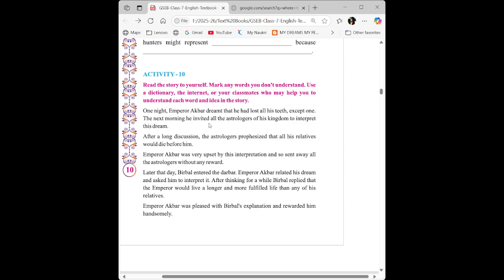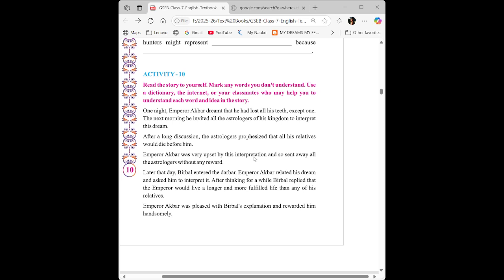So he invited all the astrologers of his kingdom and he asked them, what's the meaning of this dream? So after a long discussion, the astrologers prophesied that all his relatives would die before him. So the astrologers said, see, the meaning of this is that all your relatives are going to die before you die. Now Emperor Akbar was very upset by this interpretation and so sent away all the astrologers without any reward. Obviously, see, they prophesied something. By listening to that, Akbar felt very disappointed. He was very upset, right?